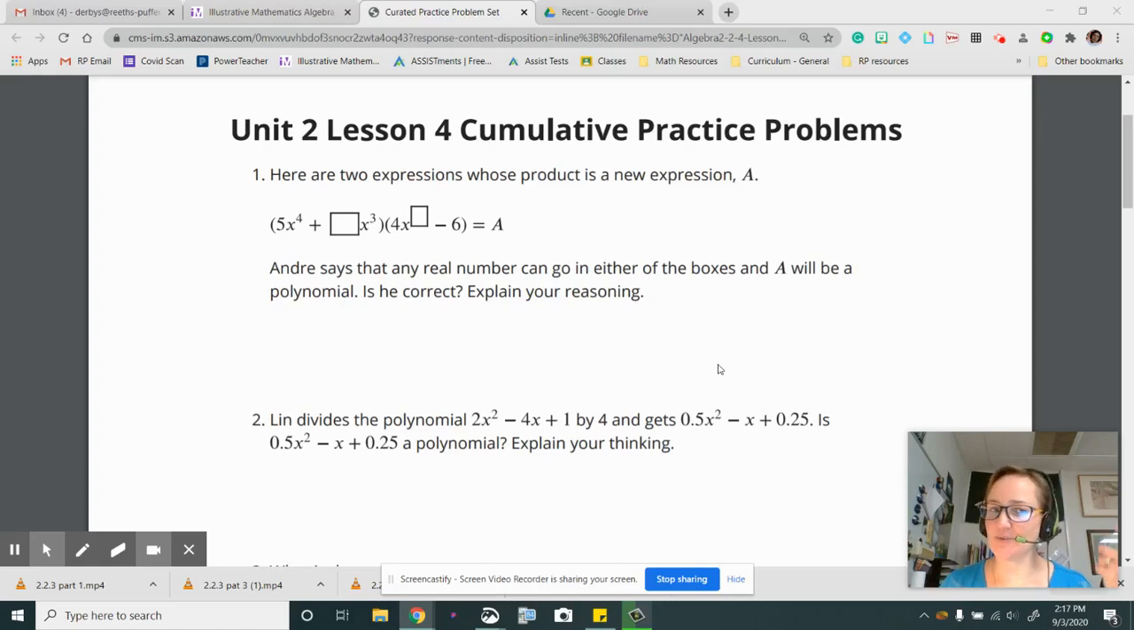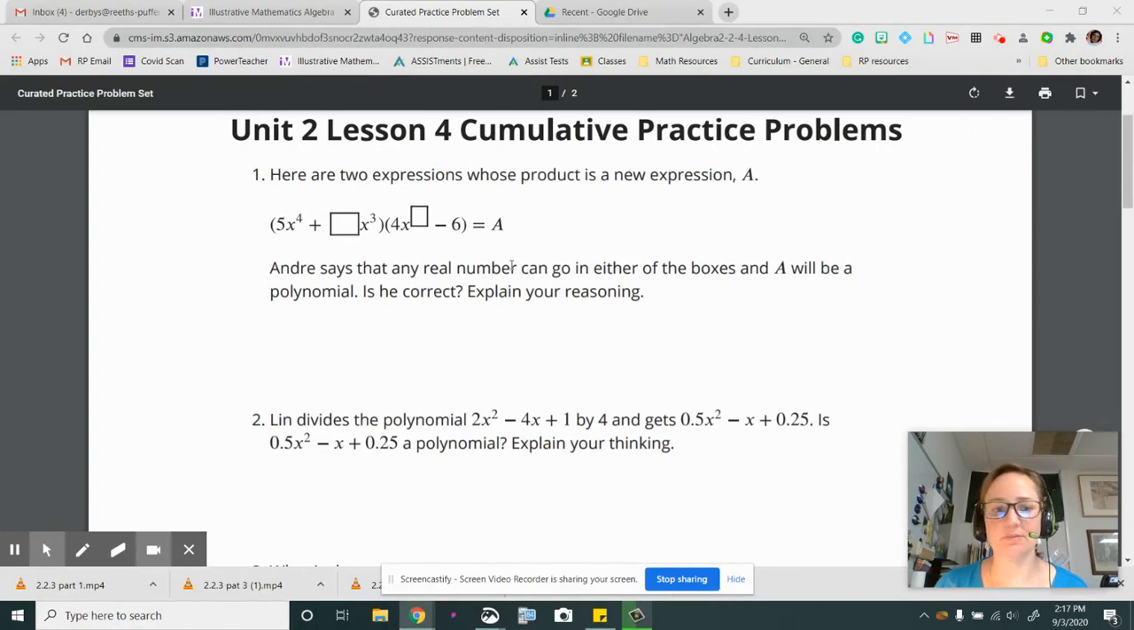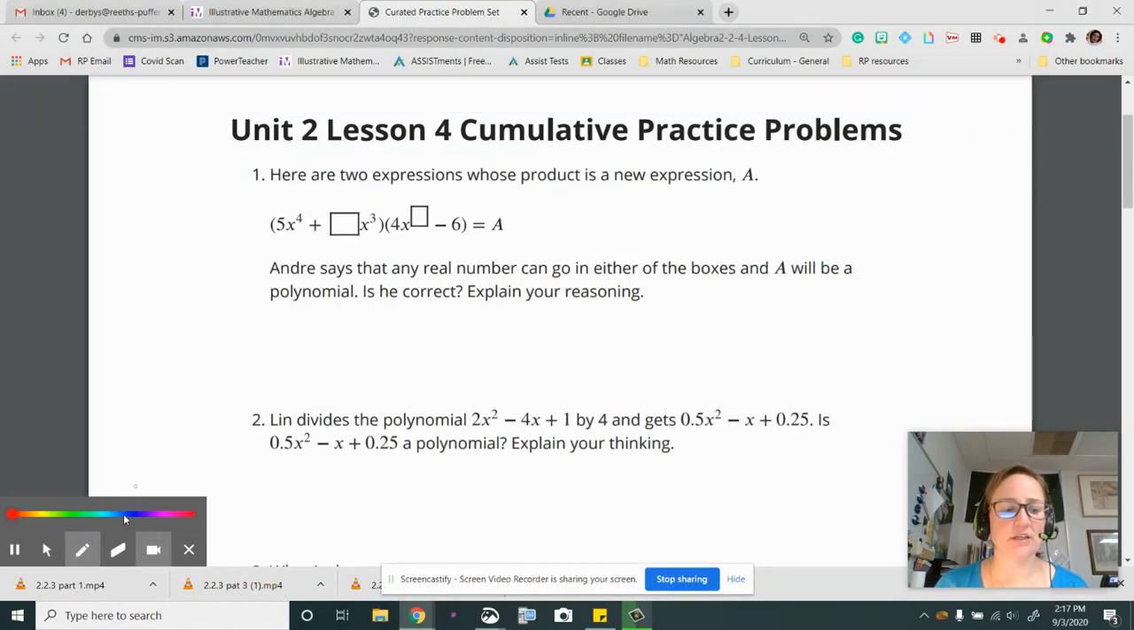Hi students, just a quick helper that we have here in Unit 2, Lesson 4 practice problems, and we're looking at number 1 in particular. The answer here to number 1 is really going to help you out also with your answer for number 2, so this is just a little helper to help reinforce the point that we have going on.